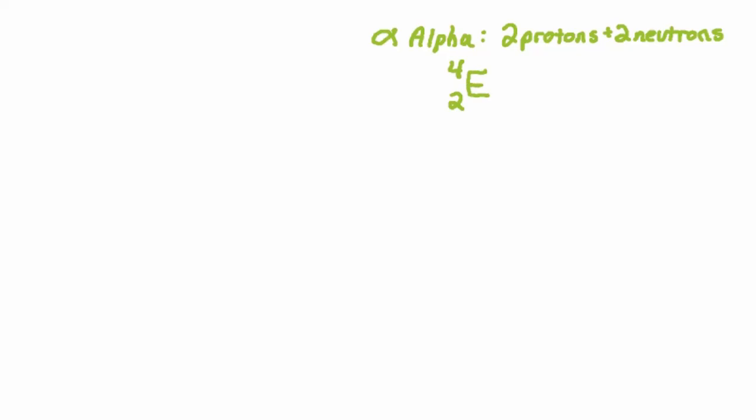So let's review just for a minute. We have alpha decay, and that emits 2 protons and 2 neutrons. And that is written as a 4 up here because the atomic weight is going to be the protons plus the neutrons, so 2 plus 2 is 4. And then down on the bottom is going to be the 2 for the 2 protons. And we just have a capital E for a generic element.